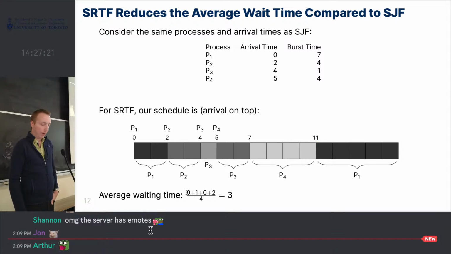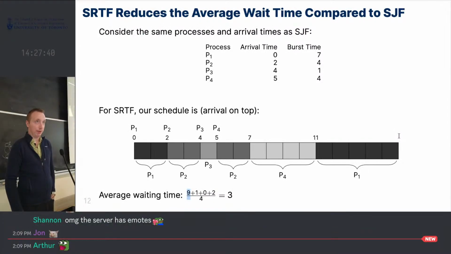So the average waiting time here, well, for process 1, it's waiting around for a total of 9 time units, this time in the middle. And if you don't want to count it, there is a shortcut. So you can just figure out what time did it stop executing. So P1 stopped executing at time equals 16 and started at time equals 1.